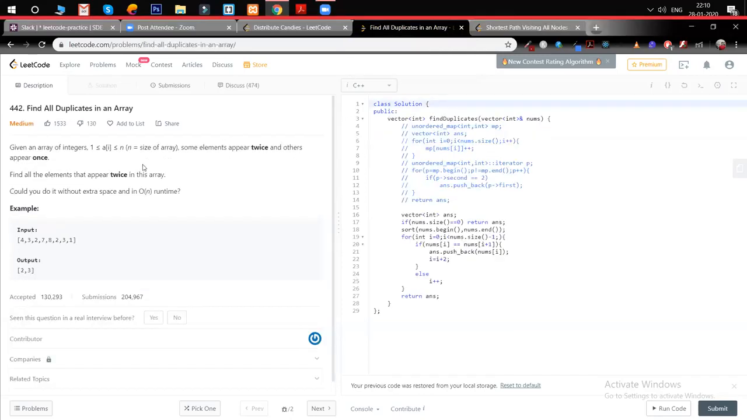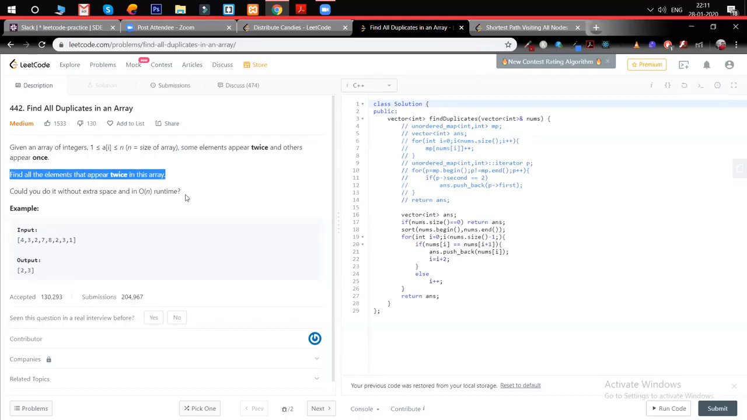So the next question was from the medium bucket, and it's to find all the duplicates in an array. We are given an array, and we have to find those elements which appear twice, and push them into another array and return that. So we are given an array in which some elements appear twice and the others appear once. We have to find all the elements that appear twice in this array.